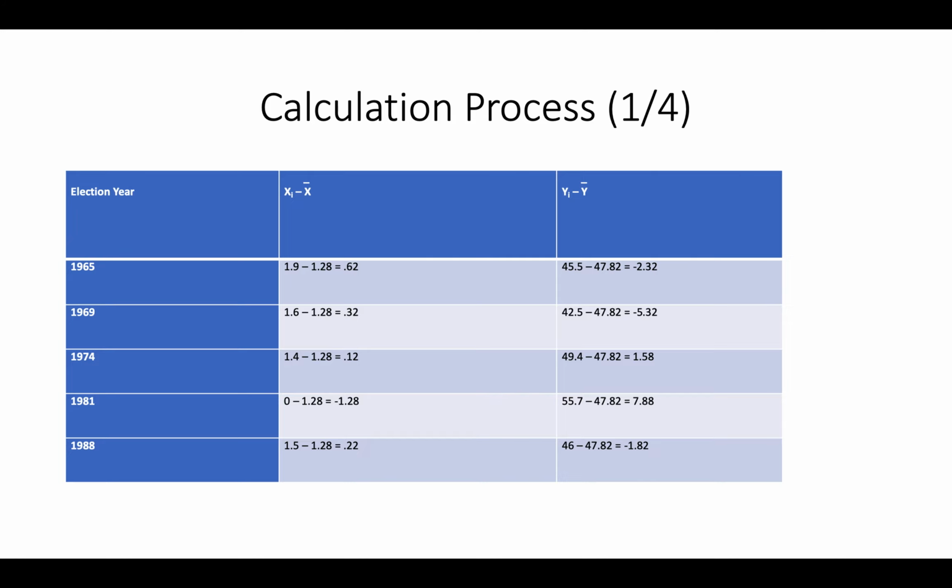We start the calculations of our Pearson correlation with subtracting the mean value from each case value for the two variables: GDP growth, x sub i minus x bar, and opposition vote percentage in the second round of the presidential election, y sub i minus y bar. Be sure in these calculations to keep the negative results negative.